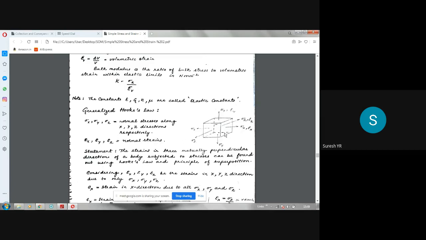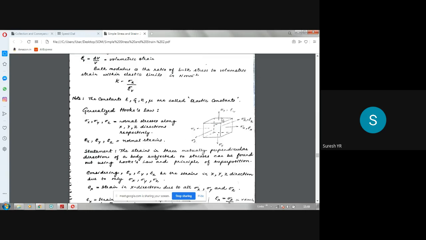Now what happens, since here the stresses are acting on all the three faces, you have to consider the strains. For example, epsilon x is the strain in x direction. This strain will be due to sigma x, sigma y, sigma z, all the three stresses. See, this is very important here. Whereas if only one stress is acting, unidirectional stress, epsilon is calculated only by using sigma divided by E, that formula. Sigma divided by E is used to calculate strain if the stress is acting only in one direction.